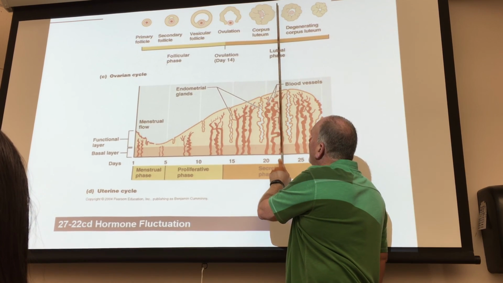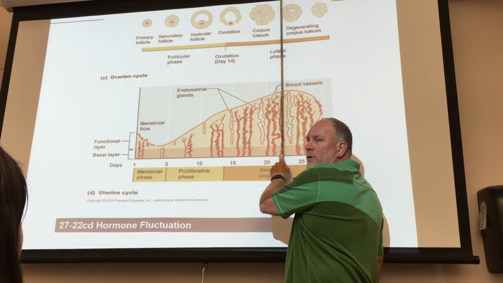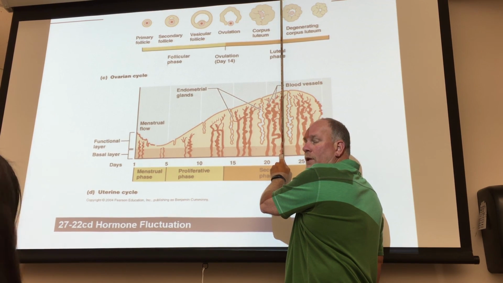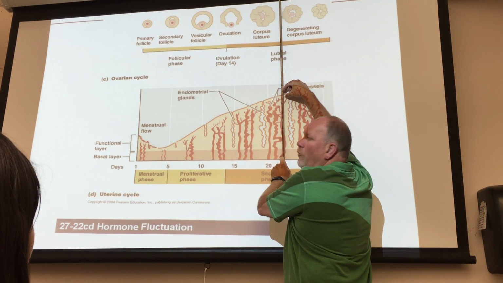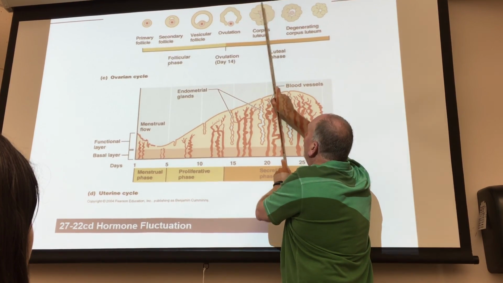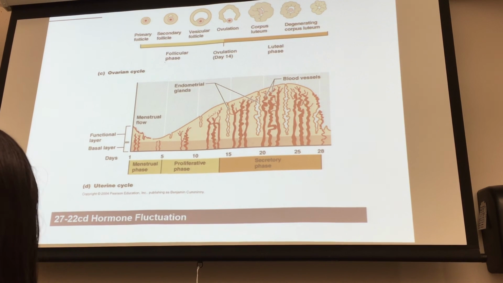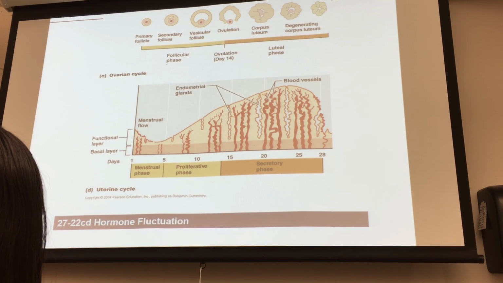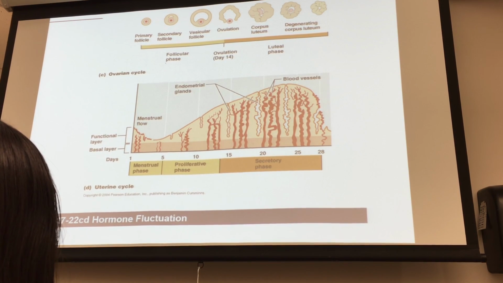If we get implantation here, is the corpus luteum going to degenerate? No. It is not. Because this implanted embryo, trophoblastic cells that we started with this morning, release HCG, and will maintain the corpus luteum for about 3 months until the placenta takes over. Those are the different phases.